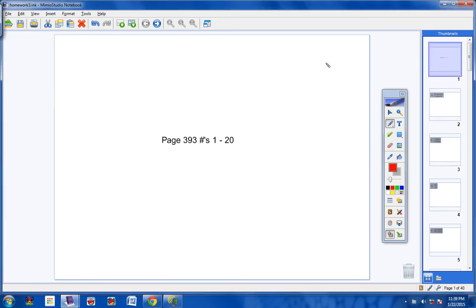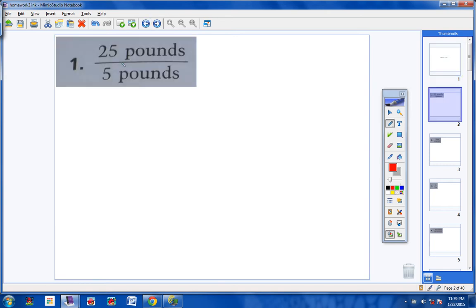Let's go ahead and get started with numbers 1 and 3. The directions for 1 and 3 say to simplify. So I have 25 pounds over 5 pounds. 5 goes into both those numbers. So my answer would be 5 over 1, or just 5.